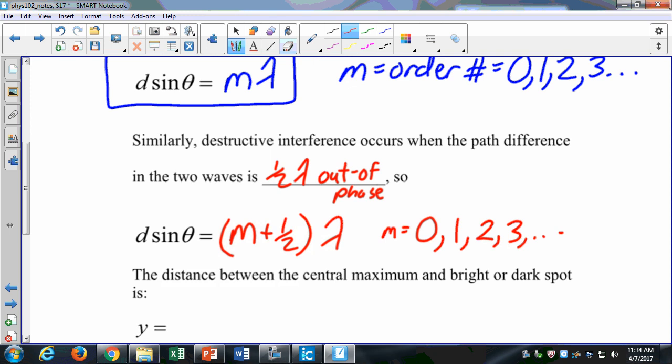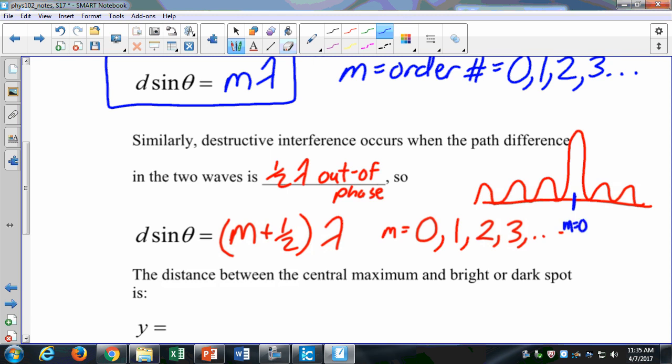So let me redraw this. We've had this before, but this is the screen, and this represents my interference pattern. All right, so this is m equals 0. This is m equal 1, and then this is m equal 2. And if you had a third, that would be m equal 3. And by the way, it's also symmetrical, so this is 1, 2, 3. We don't use negatives.